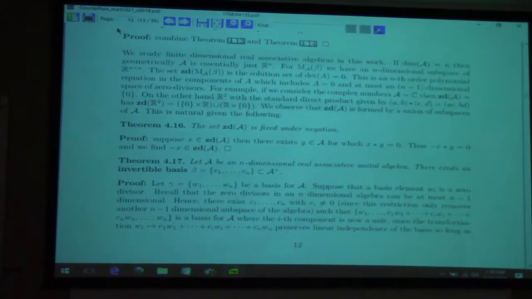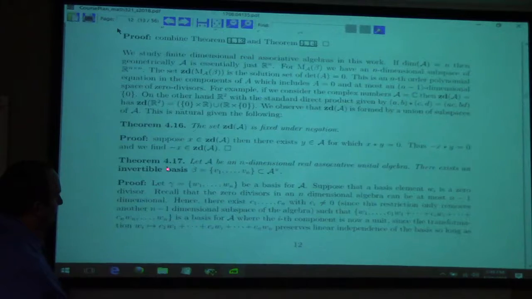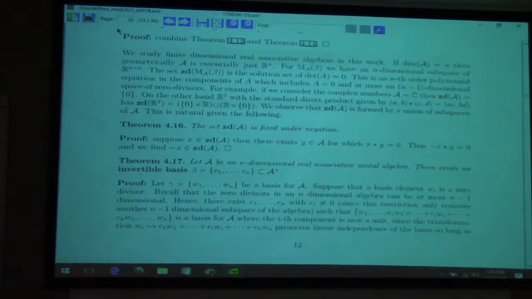This theorem is kind of important to some later stuff. The n-dimensional real associative algebra has an invertible basis, all right? Because the 0 divisors are at most n minus 1 dimensional, if you were so unfortunate as to pick a basis which had a 0 divisor in it, all you've got to do is perturb it ever so slightly, and then you're at a unit. You just have to be careful not to perturb it so much as to create a linear dependence between what already exists. And if you sort through this, it's clear that there should be an invertible basis.